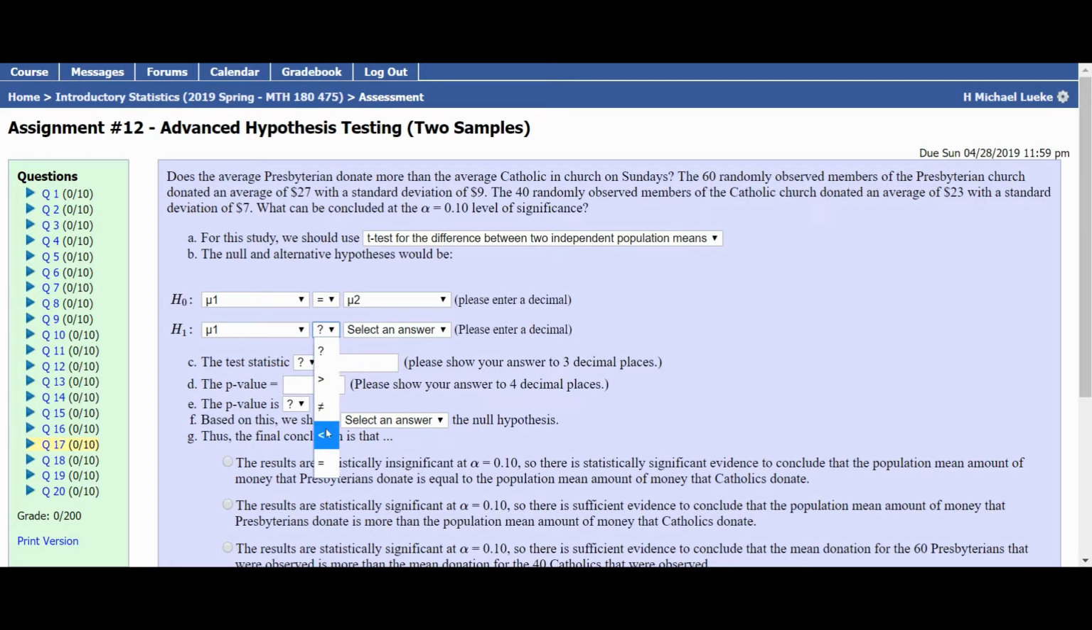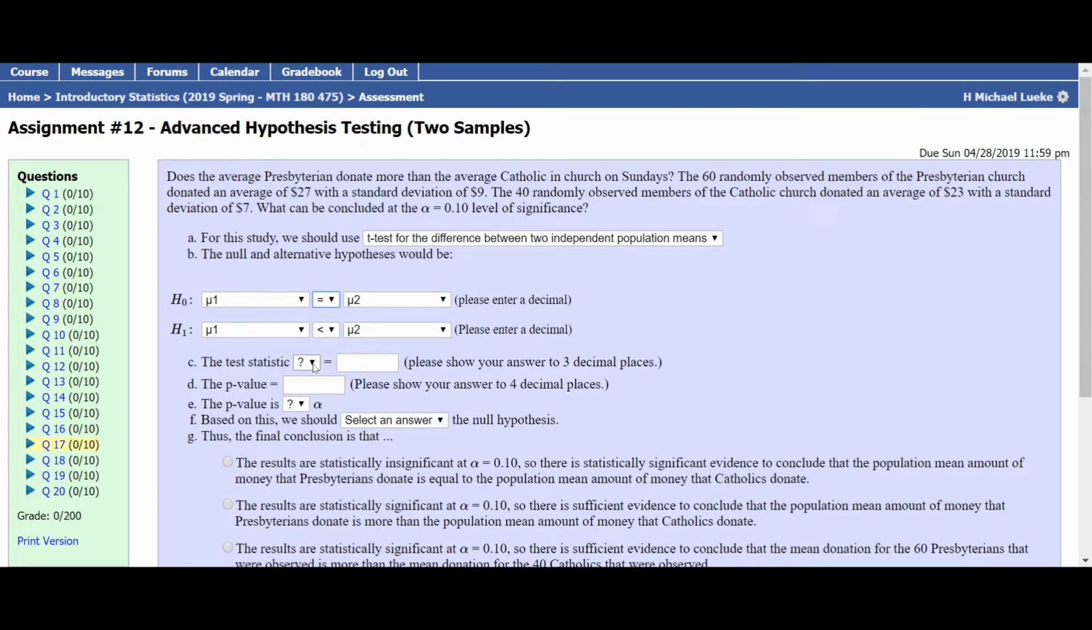So we're going to ask, does the Presbyterian, the alternative is that the Presbyterians donate less. I might otherwise choose greater than or equal to, because my null hypothesis is that they do donate more, but I always need to keep in mind that these two things are at least equal to one another. Okay, so those are my choices so far.